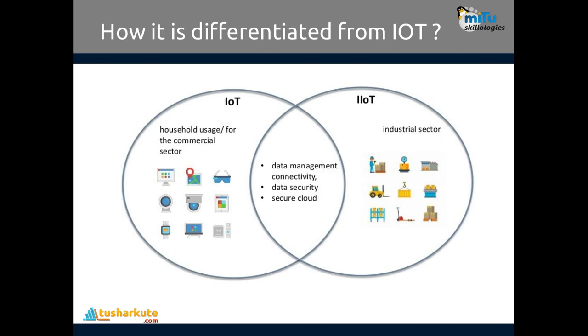But if you consider basic IoT, it is for household usage or the commercial sectors. These are the common applications that IoT will have. But IIoT will have the industrial sector, so industrial applications in almost all kinds of industries, including computer IT industries, automobile industries, manufacturing industries, aviation industries, oil, gas, everywhere we are going to make use of IIoT. That's the main difference between IoT and IIoT.